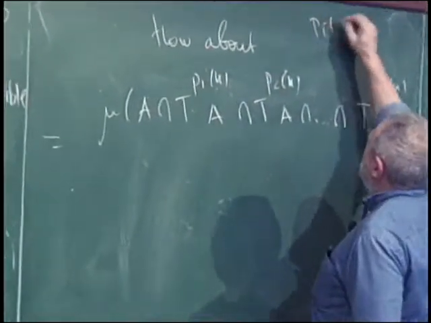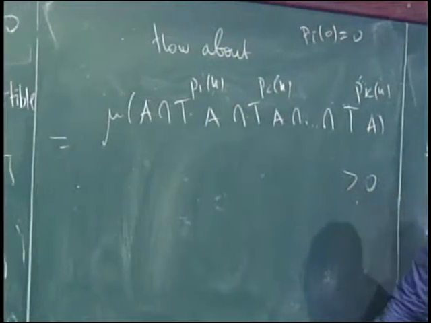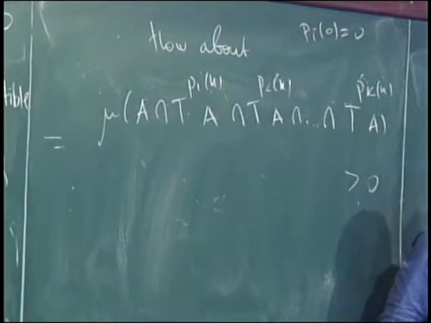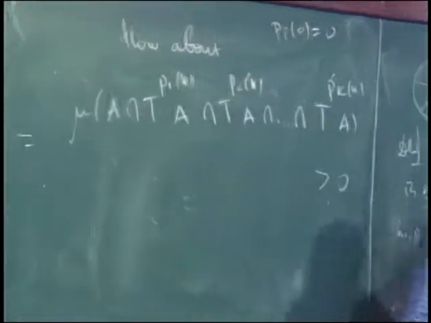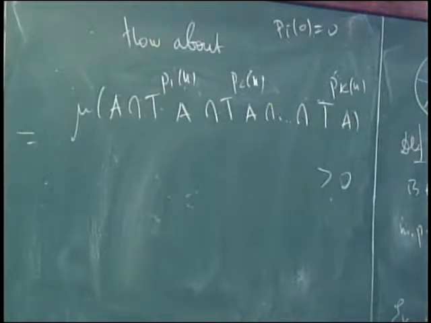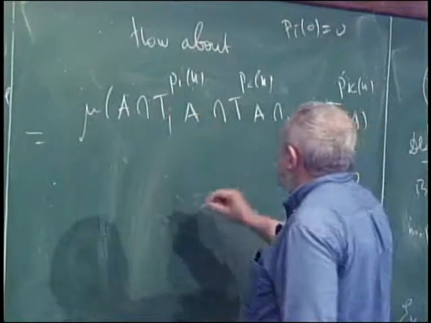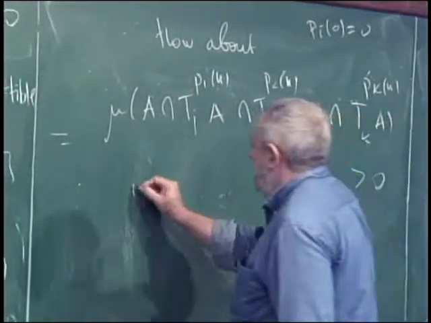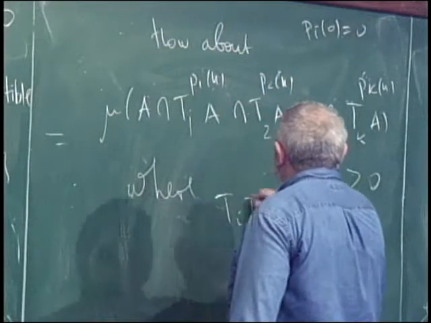And of course, pi of 0 is 0 for convenience. Let's vote. Who thinks it's true? And who thinks it's not? Aha! So let's vote again, like in good democratic society. So who thinks it's true? So actually it is true. And moreover, not only this is true, it's true if t_i t_j equals t_j t_i.